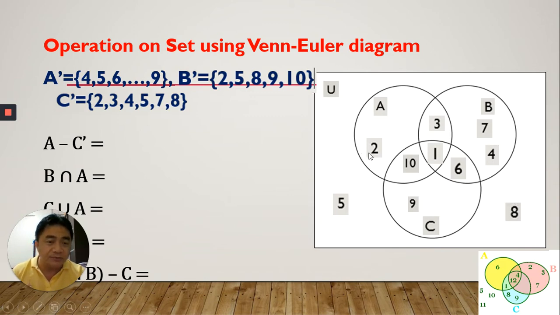Now we have here A. A is 2, 3, and 10, and 1, right? Now 10 and 1 here are the only elements of A which are not part of C prime, because C prime is 5, 2, 3, 7, 4, and 8. So the only two elements of A which are not part of C prime are 10 and 1. So you have there 1 and 10. Did you understand it? Yeah, thank you very much.